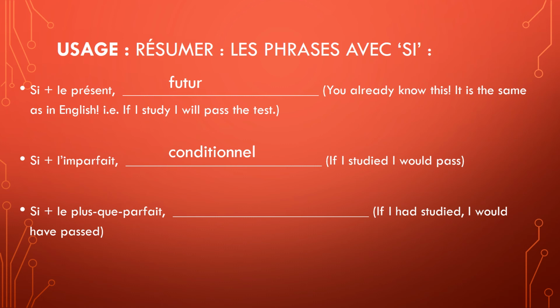If you take a look at the example of the third sentence, si, so if, then we can put a verb in the plus-que-parfait, and we can finish the idea with le conditionnel passé. So we could have combined these notes with the notes on the plus-que-parfait because you often use them together, but you are also able to use them separately, which is why we separated them. Let's take a look at the example sentence in English for si plus le plus-que-parfait and then conditionnel passé. It shows us, if I had studied, I would have passed.